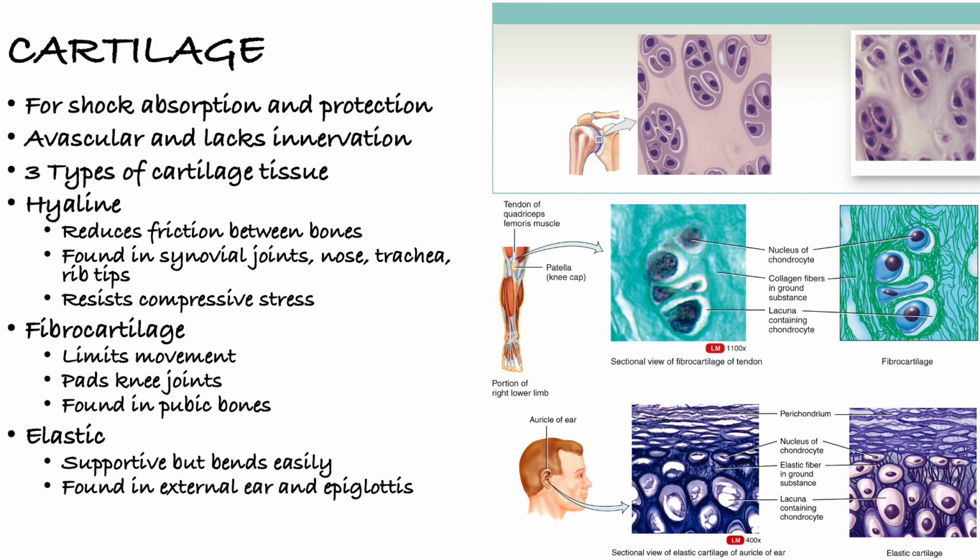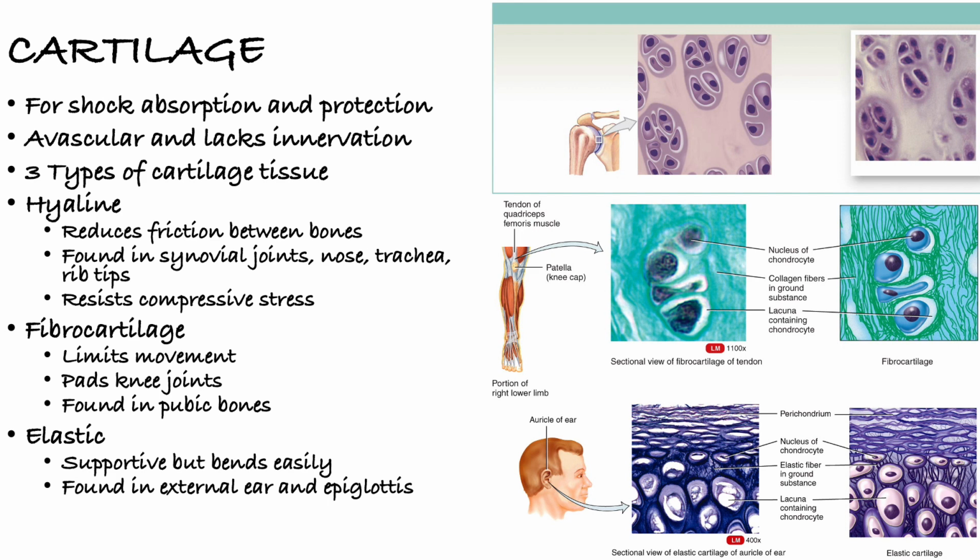The first one, they're not in any particular order. Hyaline. Some people call it hyaline. I call it hyaline. Hyaline cartilage reduces friction between the bones. And we tend to find them in synovial joints. I'll talk about synovial joints when we get to the bones.